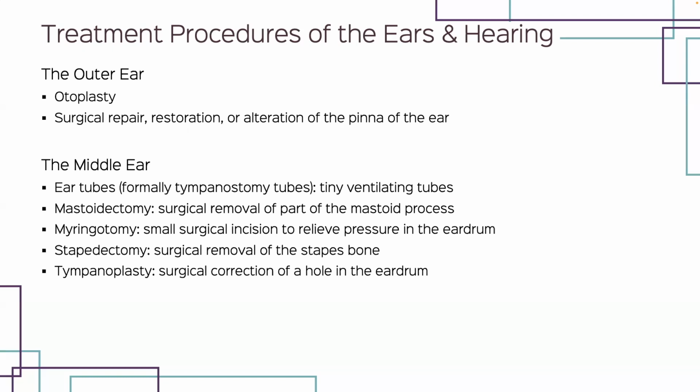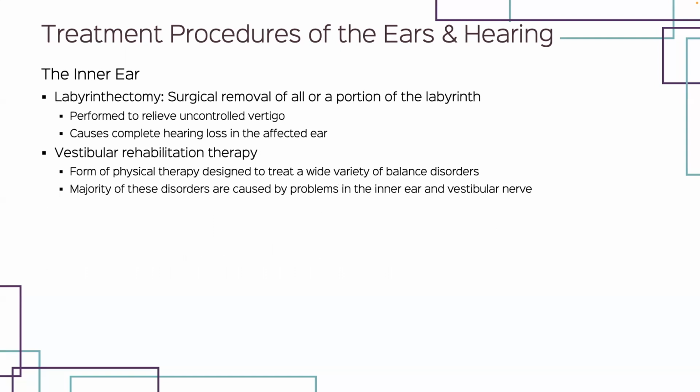Myringotomy is a small surgical incision to help relieve any increased pressure within the eardrum. And then a tympanoplasty is for a hole in the eardrum, whether it be from an ear infection, from trauma, or because you shoved your Q-tip in too far, they can actually go and repair it. And then within your inner ear, a labyrinthectomy. They may have to remove a portion or all of the labyrinth, and it can cause complete hearing loss within that affected ear.